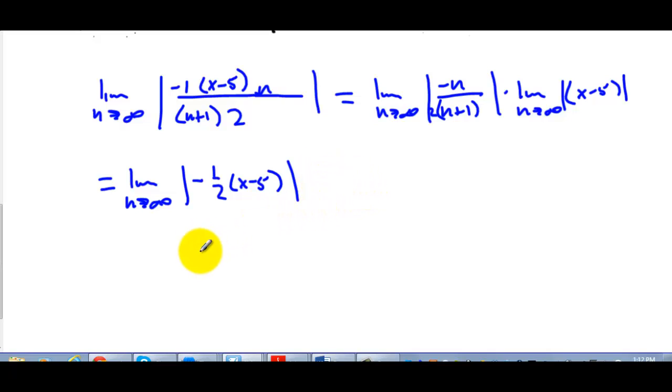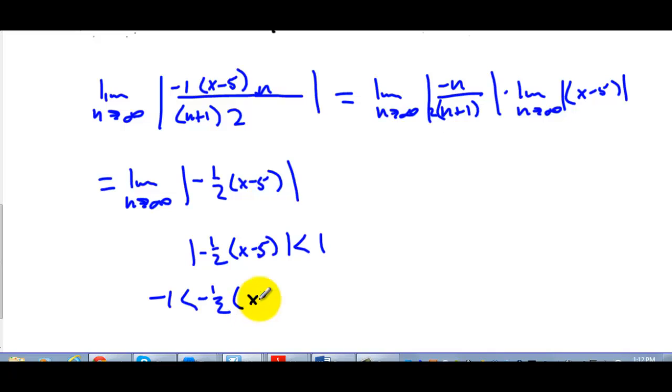This will converge as long as the absolute value of negative 1/2 times (x minus 5) is less than 1. Now if we use the definition of absolute value, we have negative 1 is less than negative 1/2 times (x minus 5) is less than 1.